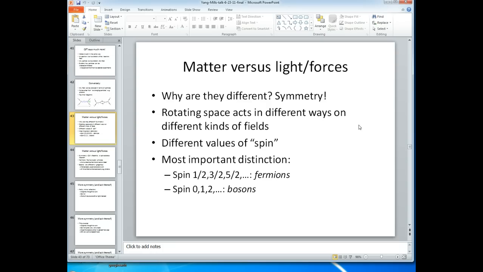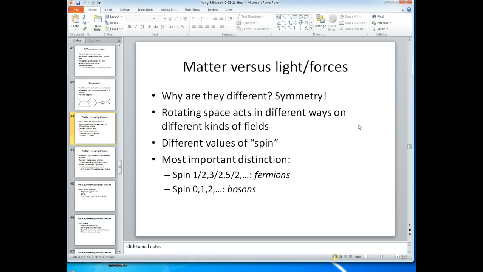So what's the difference? There does seem to be still a difference between matter versus forces. An electron seems to be stuff, whereas a photon seems to be something that does something, or that makes the matter interact with each other. Well, guess why they're different? Well, you can see on the slide. It's symmetry. Once again, symmetry is the explanation for something that you wouldn't think needed any explanation, but now we need one. Why is matter different from force?